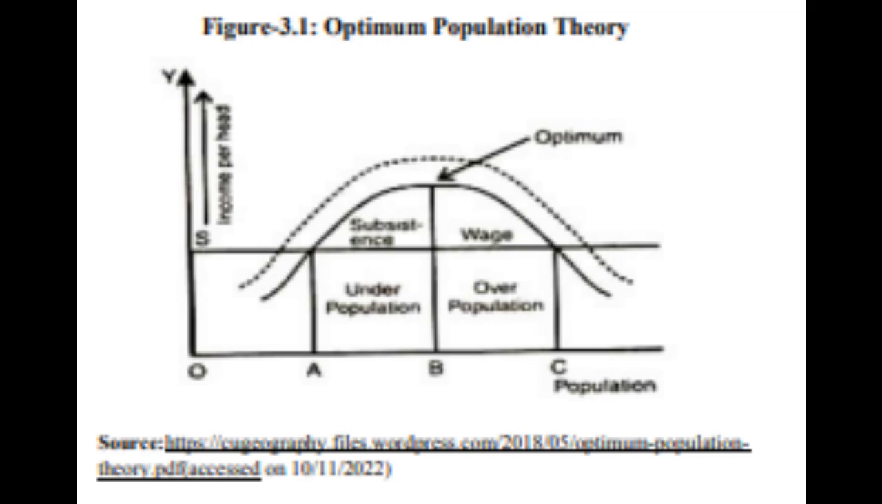Dalton has used a formula for the calculation of under and overpopulation. According to Dalton, any deviation from the optimum level of population is called maladjustment. The maladjustment, M, is a function of two variables, the optimum level of population, O, and the actual level of population, A. The maladjustment is M equals (A minus O) by O. When M is positive, the country is overpopulated, and if it is negative, the country is underpopulated. When M is 0, the country possesses optimum population.